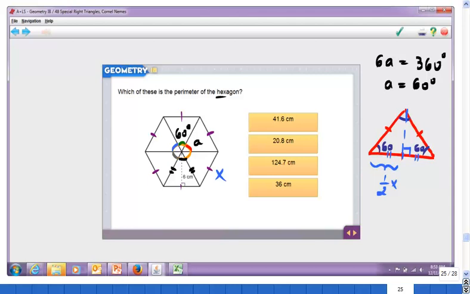Okay? Good. Now what I know in this triangle here, and let's color it yellow. In this small triangle, I know one side, and that side is your altitude, right? And they said that's 6 centimeters. So here we are. We have a special right triangle.